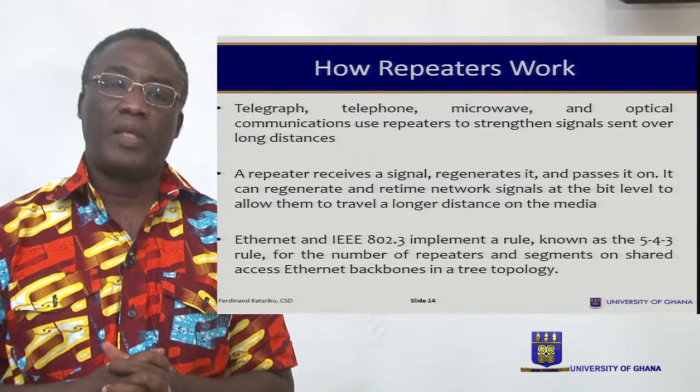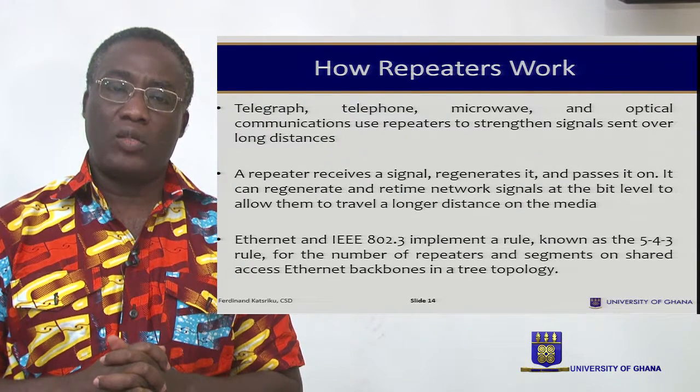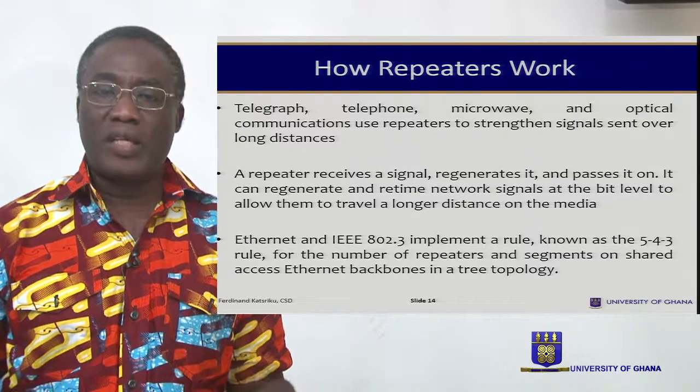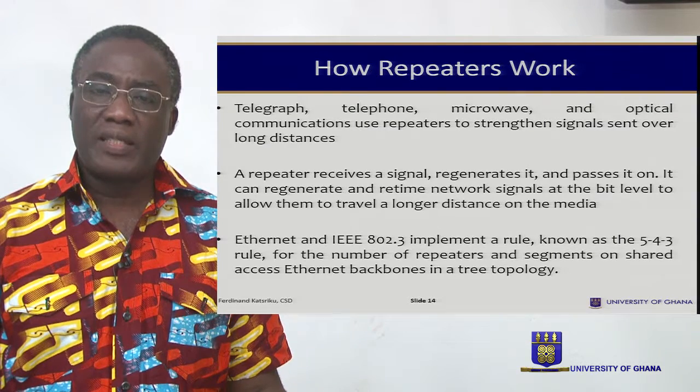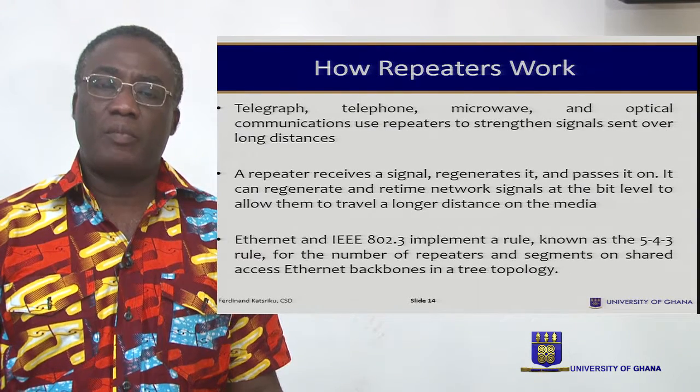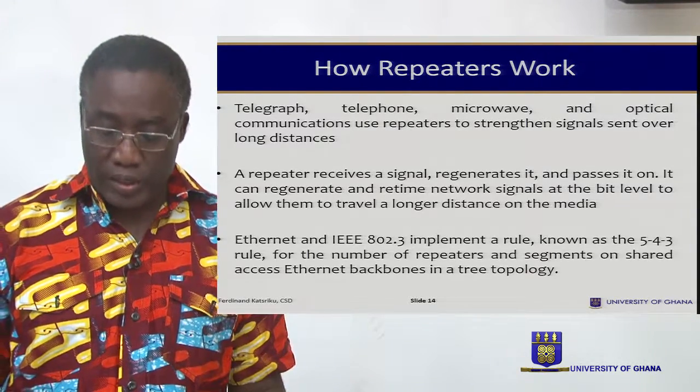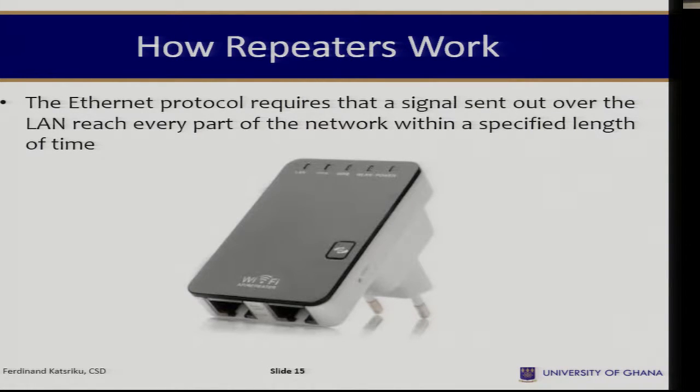Under Ethernet 802.3, there's a rule known as the 5-4-3 rule. This tells you the number of repeaters and segments on a shared access Ethernet backbone in a tree topology. An Ethernet protocol requires that a signal sent out over the LAN reach every part of the network within a specified length of time.